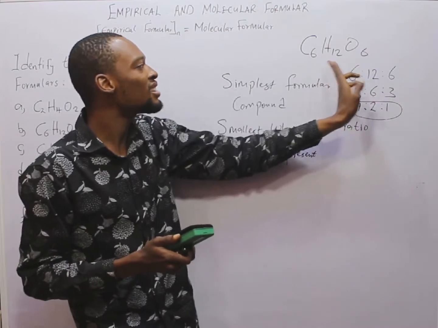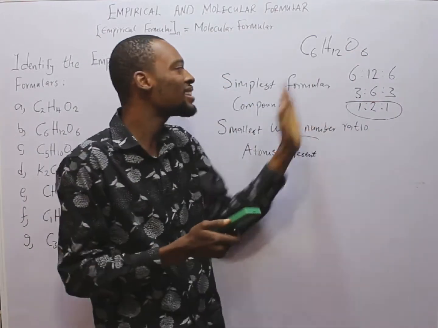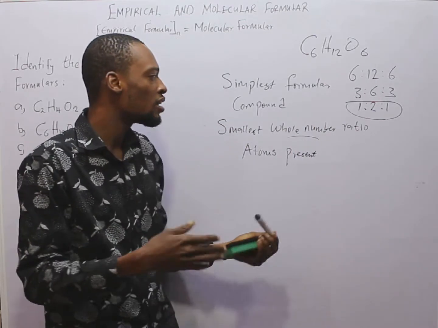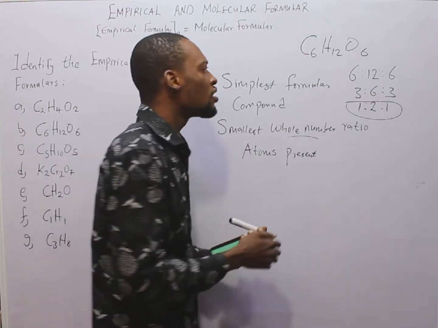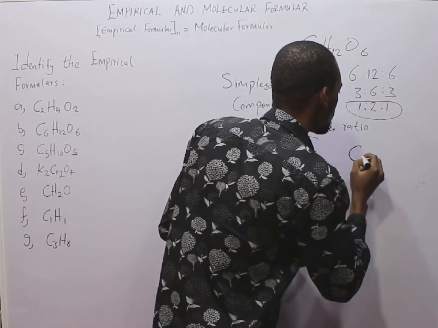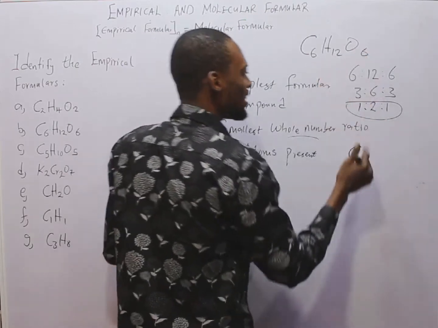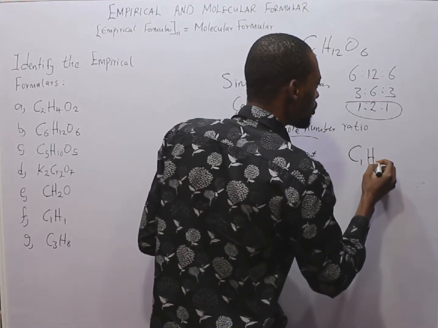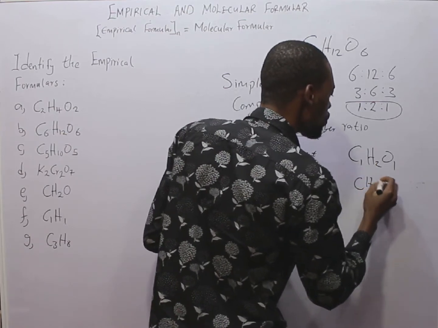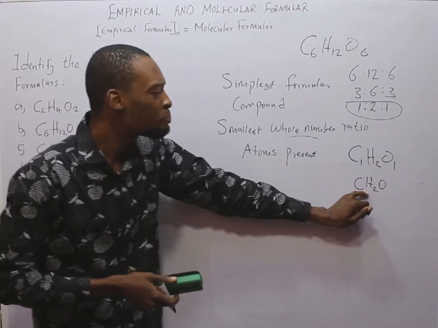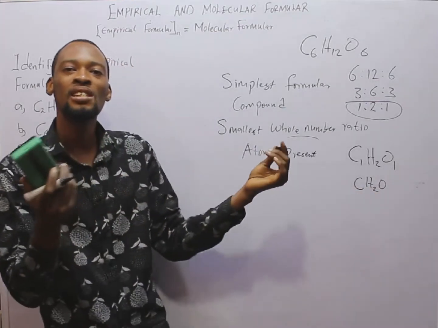And this C6H12O6 that shows the actual number of atoms present in carbohydrate is the molecular formula. How do you know the empirical formula? Since we have 1:2:1, the empirical formula of this compound is C1H2O1, which is the same thing as CH2O. You can't break down the numbers further, so it's already in the simplest form.